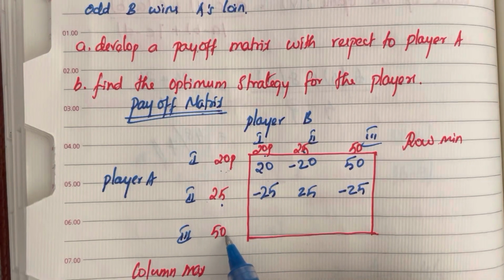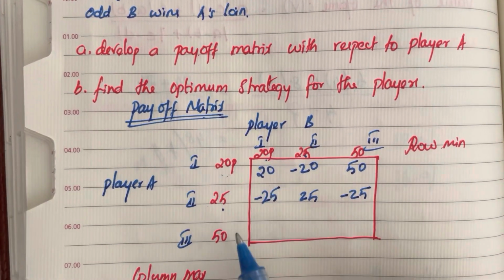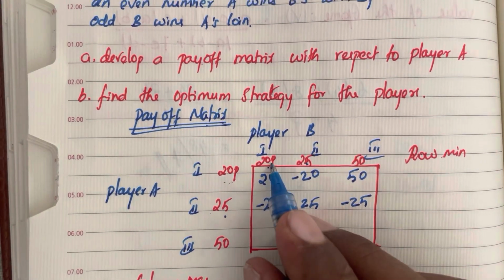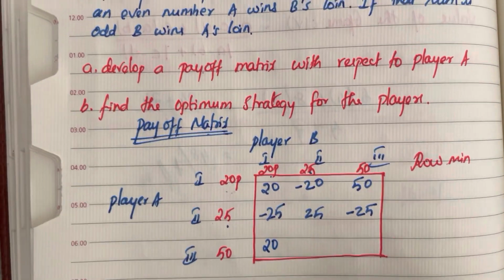And the next one is 50 and 20, so the sum is 70, so now he is going to gain whatever B's coin is, so 20 is the gain.